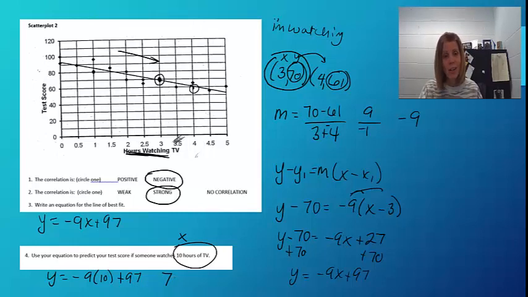Hopefully that would be higher because you're at least listening in class. So that would be what it was. So hopefully now you are familiar with finding an equation of a line of best fit.